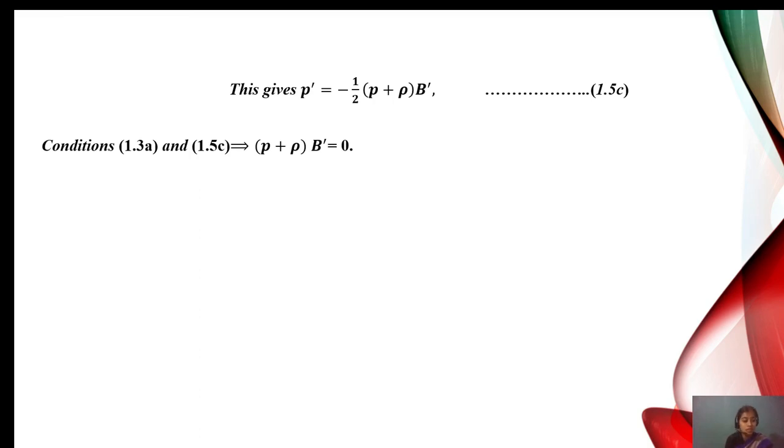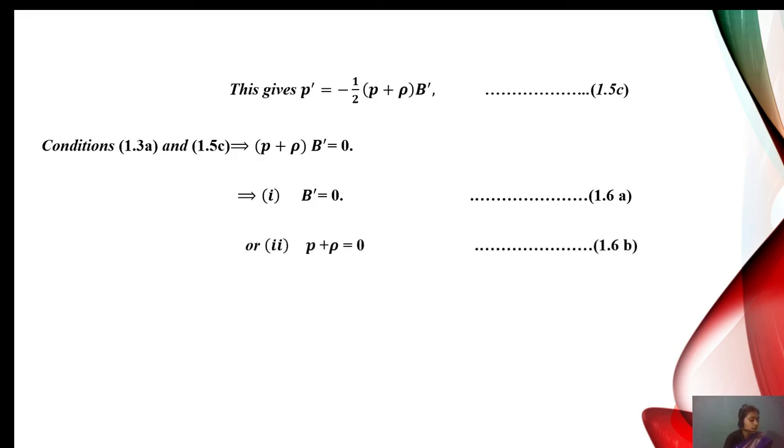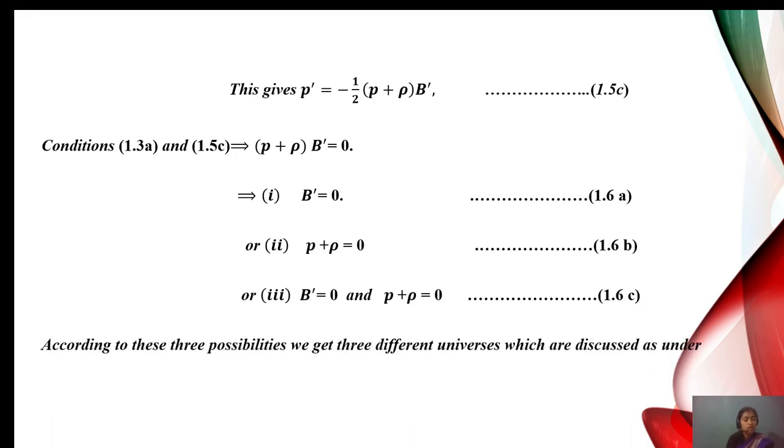Then from conditions 1.3a and 1.5c, comparing the first and second, the minus 1/2 cancels and we get the equations. First, b' equals 0, this is 1.6a. Second equation gives p plus rho equals 0, that is 1.6b. And the third condition gives b' equals 0 and p plus rho equals 0, this is 1.6c.